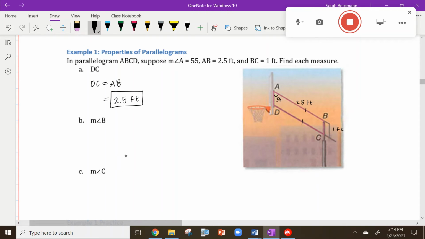Opposite sides are congruent in a parallelogram. Let's try the measure of angle B. The measure of angle B and the measure of angle A have to be supplementary because they are consecutive angles. That means they add up to 180 degrees. So if I substitute in 55 for the measure of angle A, I get the measure of angle B equals 125.